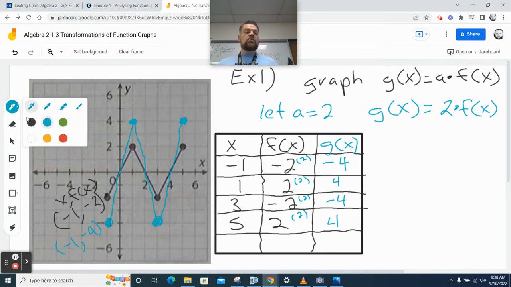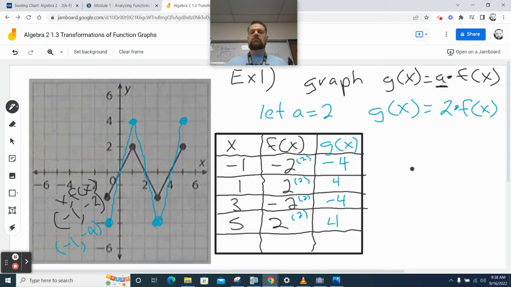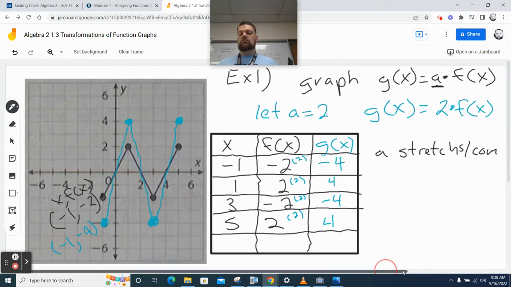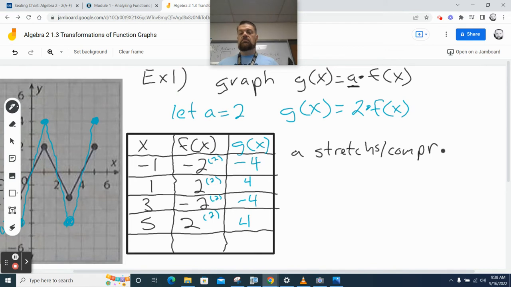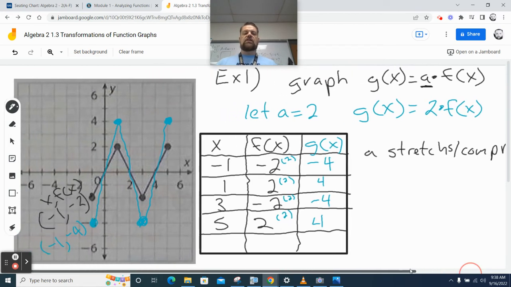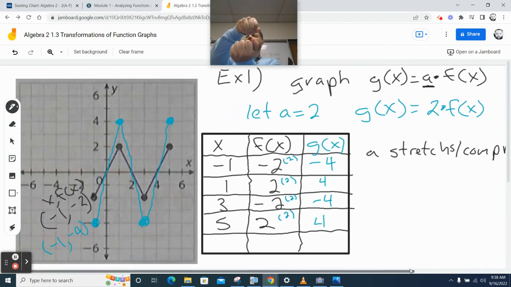So now if I were to make some sort of general rule about a, what would you say a does to the function? I would say a stretches or compresses, right? Because a was 2, it looks like it took that whole f of x and just stretched it. Looks like I had f of x, and when I multiplied by 2, it just stretched it out this way.